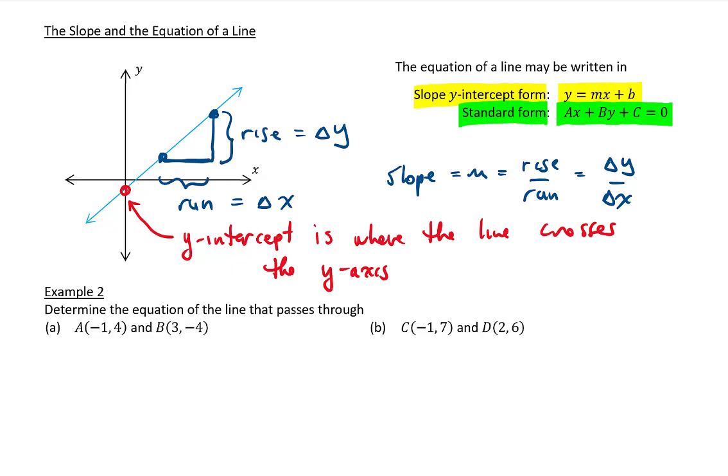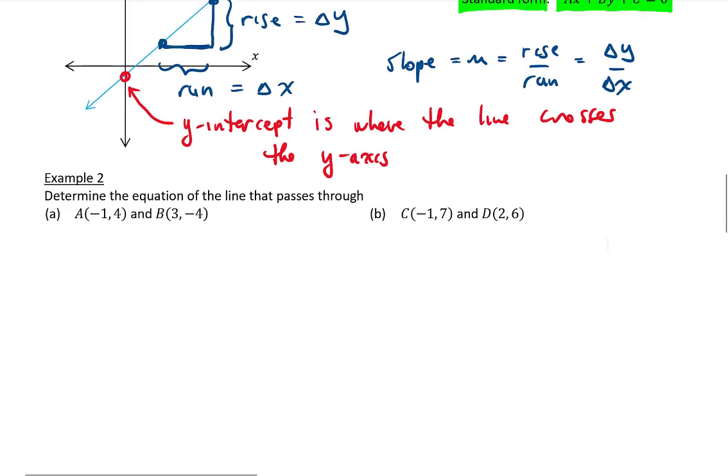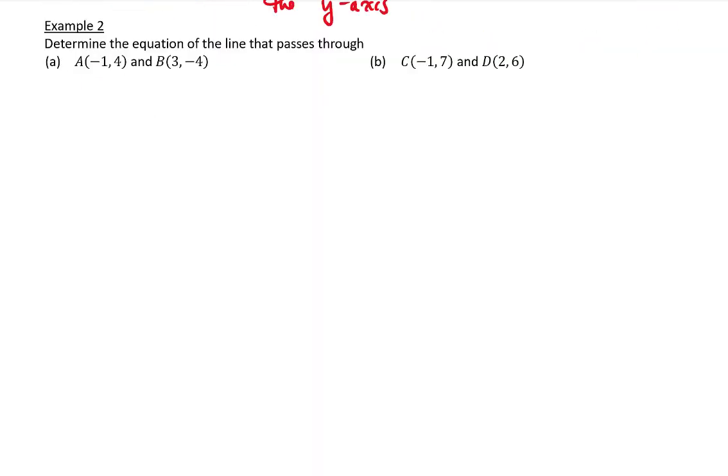So let's go through how to find the equation of a line in slope y-intercept form given just the points on the line. There are two steps involved in finding the equation of a line. But first, let's give a quick sketch of this line. We have the point -1 and 4, and we have the point 3 and -4.